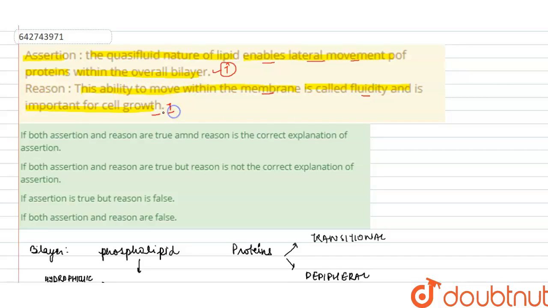This ability to move within the membrane is called fluidity, yes, and it is important for the cell growth. This is also a true statement, but the reason is not the correct explanation for the assertion. So our answer is B: both assertion and reason are true, but reason is not the correct explanation of the assertion. Okay, thank you.